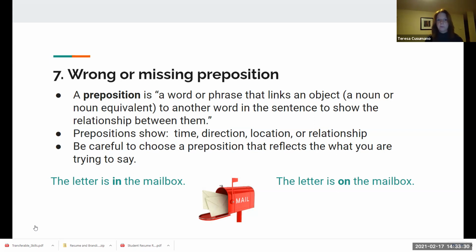So the example, the letter is in the mailbox. It's very different from the letter is on the mailbox, right? So depending upon what you're trying to say here, you need to choose the correct preposition. Relationship, I think, is a little bit more difficult to see sometimes. An example of that would be, I received the letter from Mrs. Newbegin. So I got that letter. There's the connection between the two of us, the relationship. It was exchanged between us. So from Mrs. Newbegin, the preposition "from" is showing that relationship.